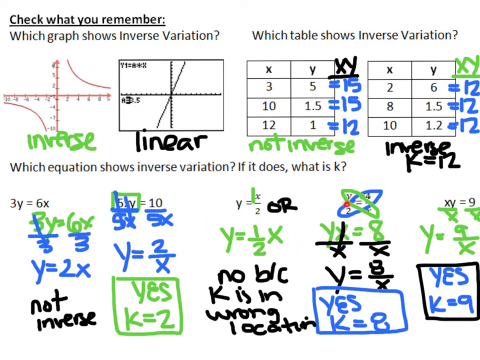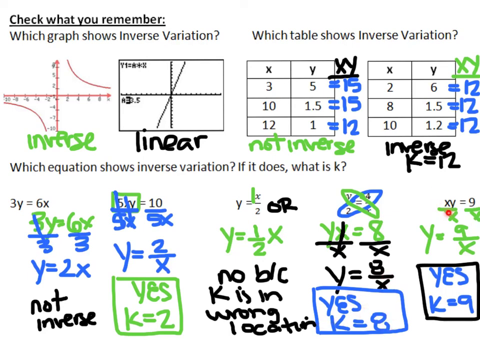The next one, notice it's set up as two fractions, which look like proportions, so that's why I went ahead and did cross multiplication. And when I do that, I got y times x equals 4 times 2, which is 8. Well, if I box my variable here, I notice that there's an x with it that I need to get rid of by dividing. And then I end up with y equals 8 divided by x. Notice it's in inverse form, y equals k divided by x, so yes, and k is 8.